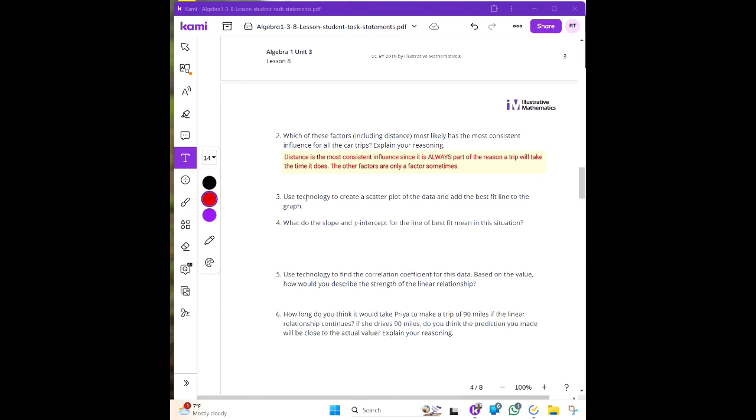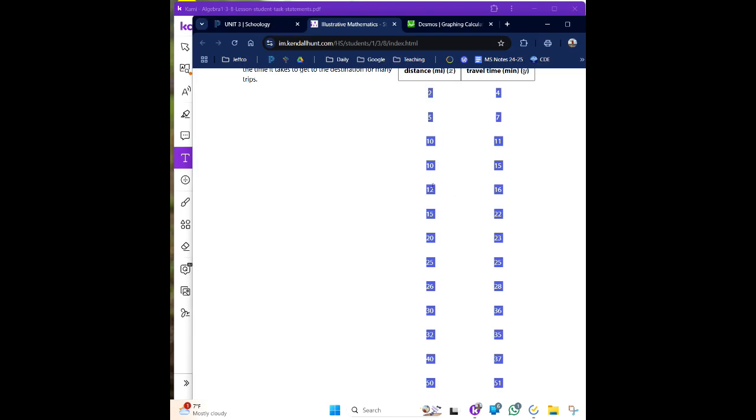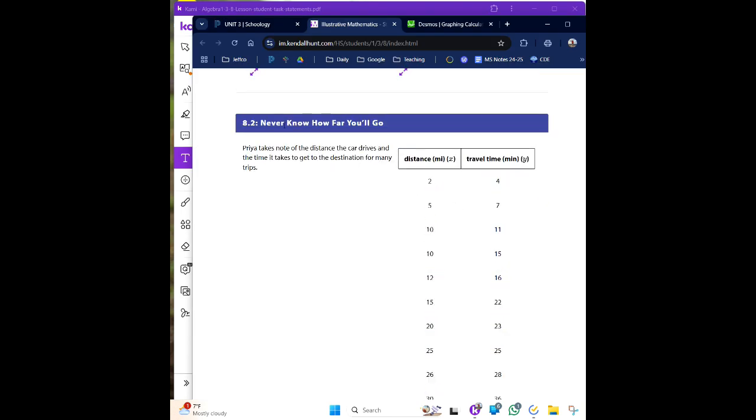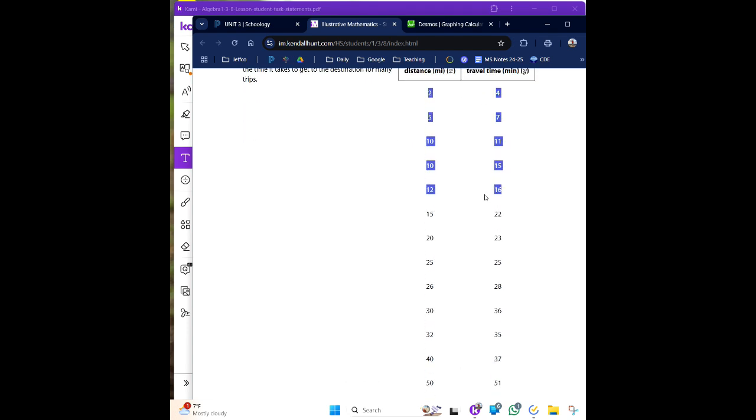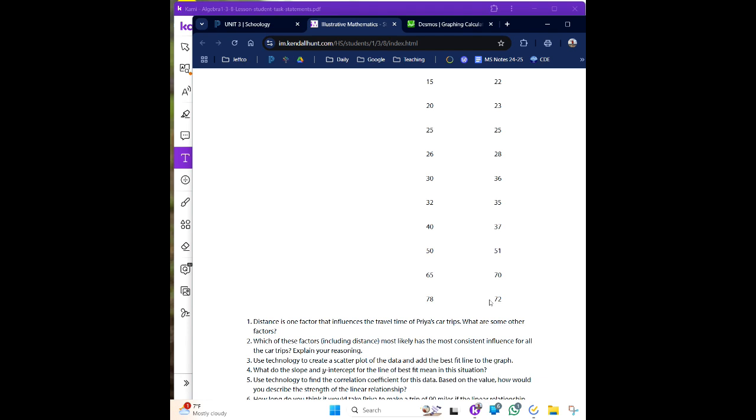Now we're going to use technology to create a scatter plot of the data and add the best fit line to the graph. There is a link to get to the table information in Illustrative Mathematics, because you don't want to have to type all of those data points on the table. So what we can do is, here is the table. We can copy all that information on the table.